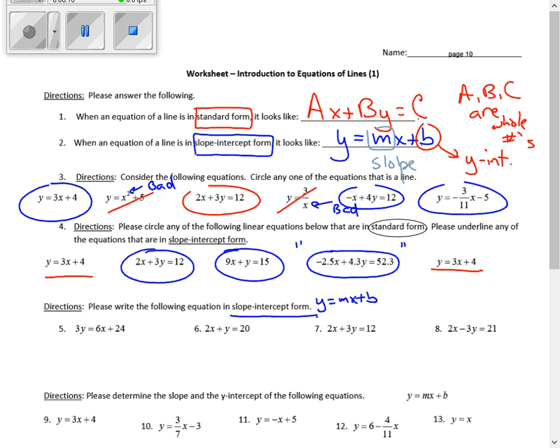Okay? So, now if you notice, in this first equation of 5, y is not by itself because of the 3. And in 6, you notice, y is not by itself because of the 2x. And then you notice in 7, y is not by itself because of the 2x and the 3. And similarly in the last one, y is not by itself because of the 2x and the minus 3.